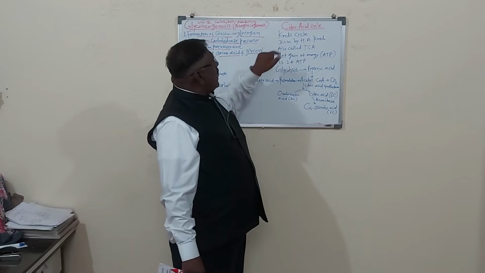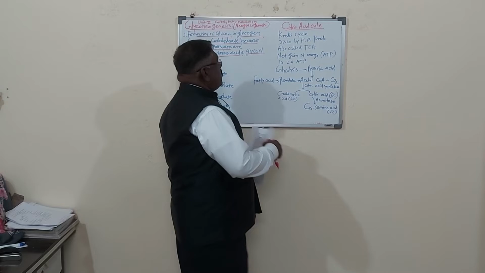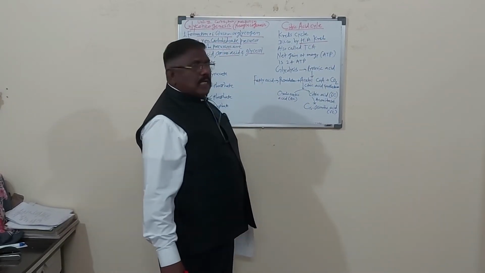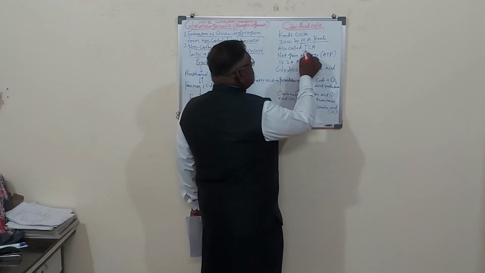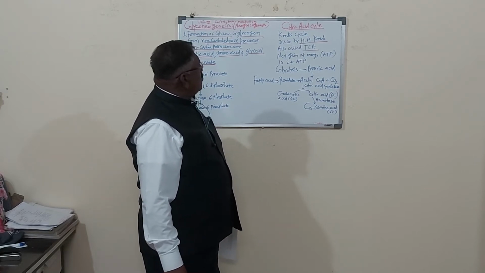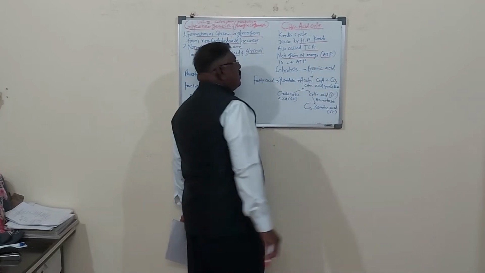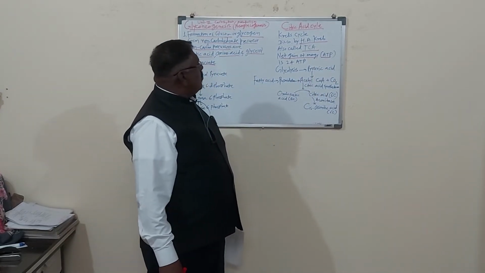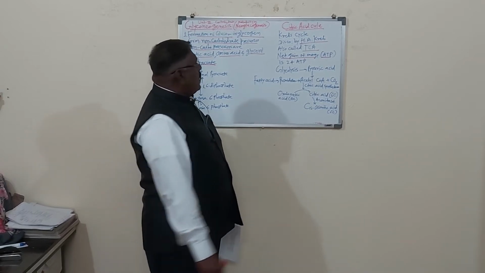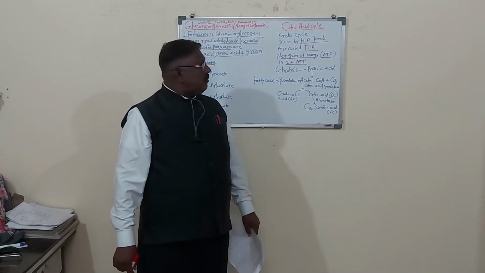This citric acid cycle was discovered by H.A. Krebs. Remember it is discovered by H.A. Krebs. This cycle is abbreviated as the TCA cycle, the tricarboxylic acid cycle. Then the net gain of energy is in the form of ATP, and it is always 24 ATPs. Remember, 24 ATP energy is the net gain after a cycle.